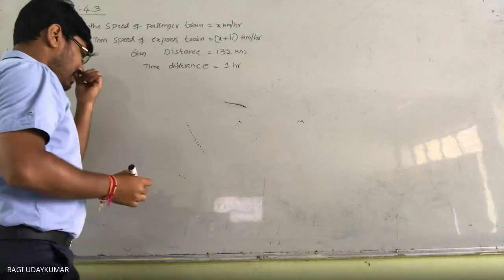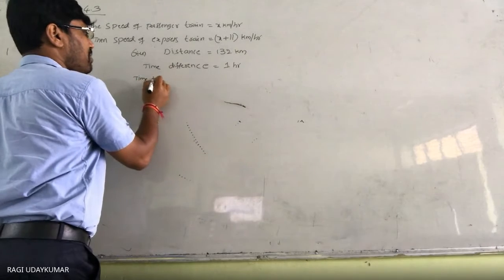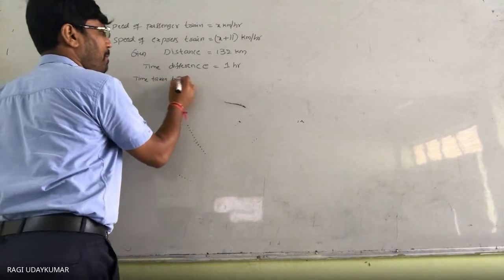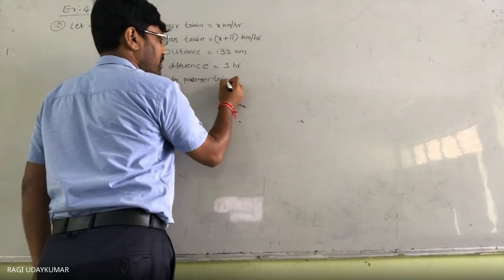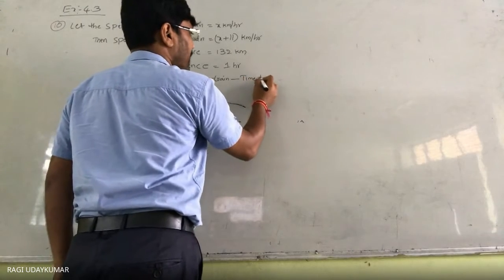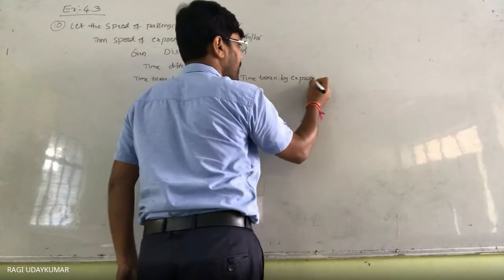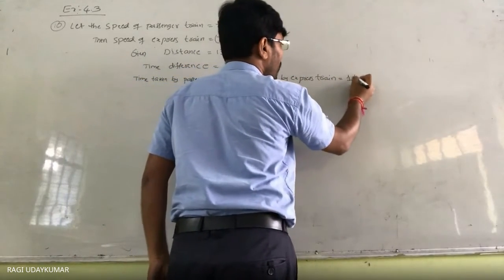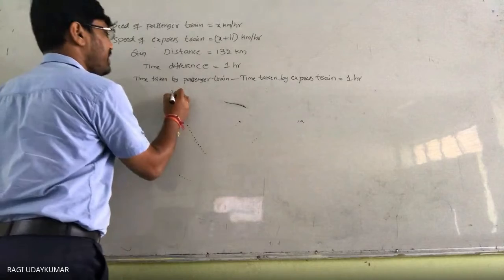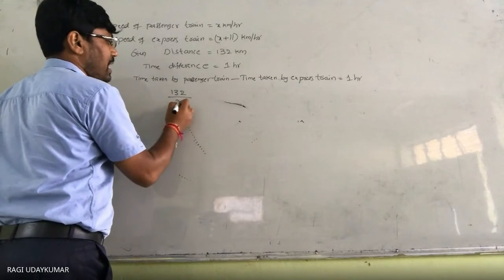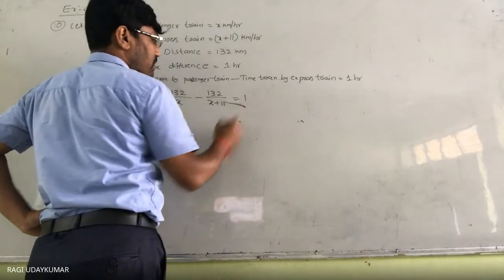So the time taken by the passenger train minus the time taken by the express train is equal to 1 hour. The express train will take 1 hour less, as given. So the passenger train will take 132 by x, minus 132 by x plus 11, is equal to 1.